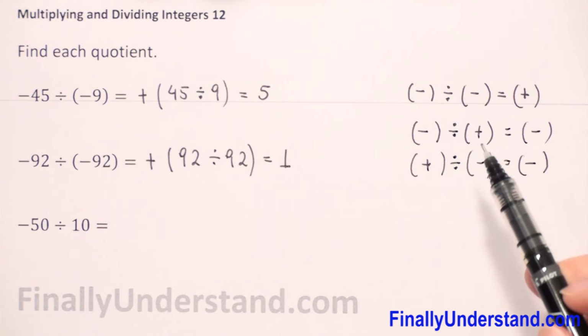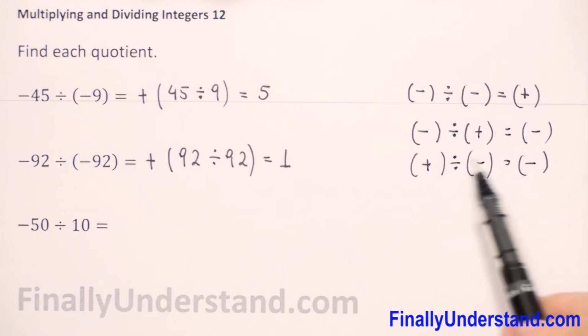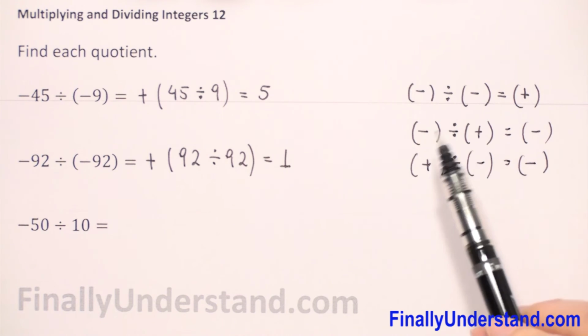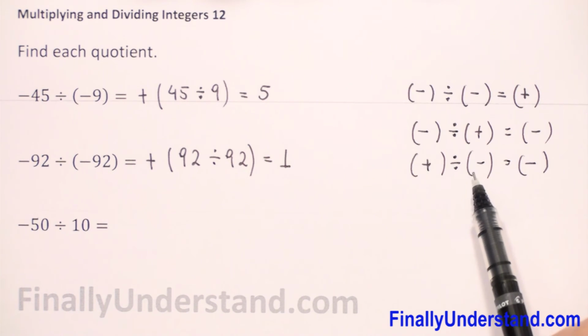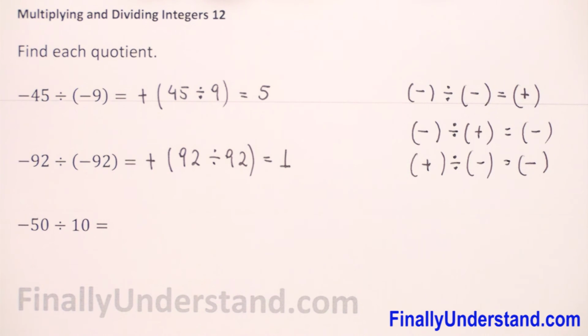When we multiply two numbers and one of them is negative, the answer is negative. When we divide two numbers and one of these two numbers is negative, the answer will be negative. We have to memorize this.